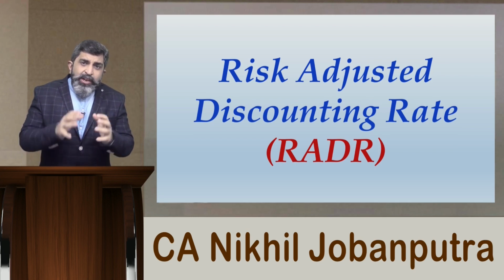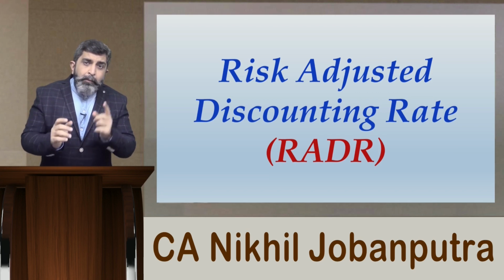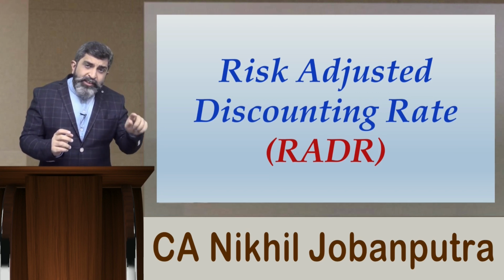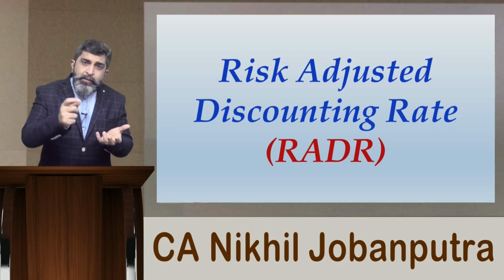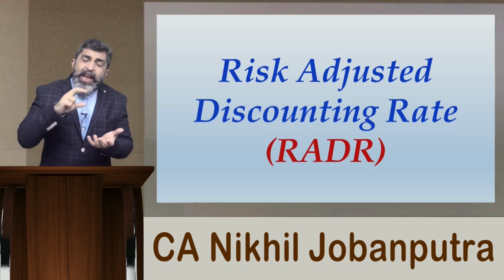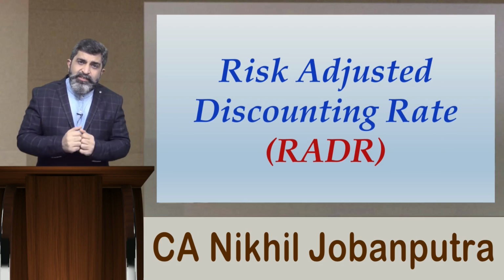So basically, the risk-free rate for all the entities and all the projects will be the same, but the degree of risk for all the projects will be different. So the higher the degree of risk in a project, the higher will be the premium for the risk that is taken, and therefore the higher the degree of risk, the higher will be the risk adjusted discounting rate.